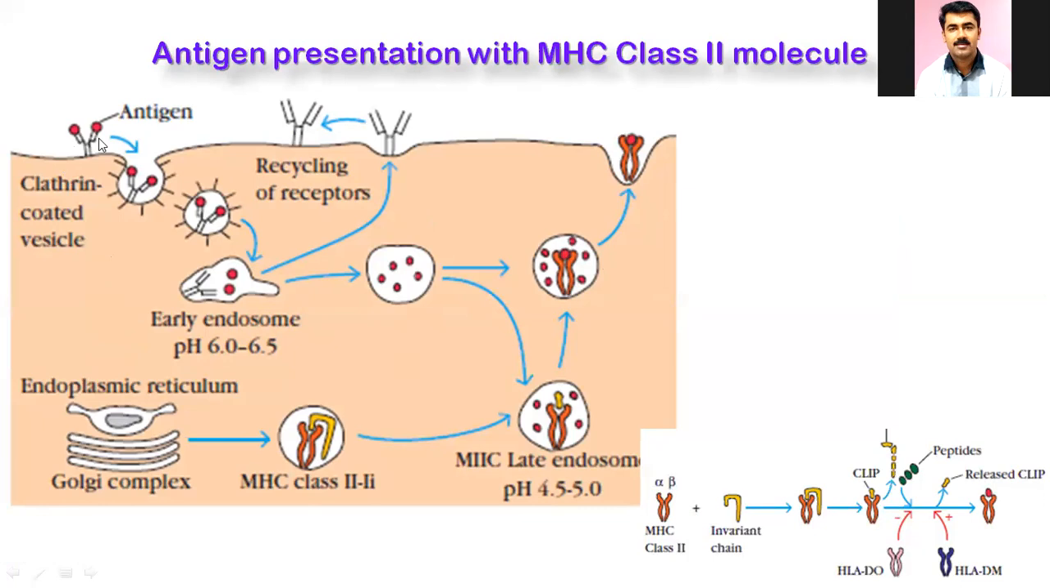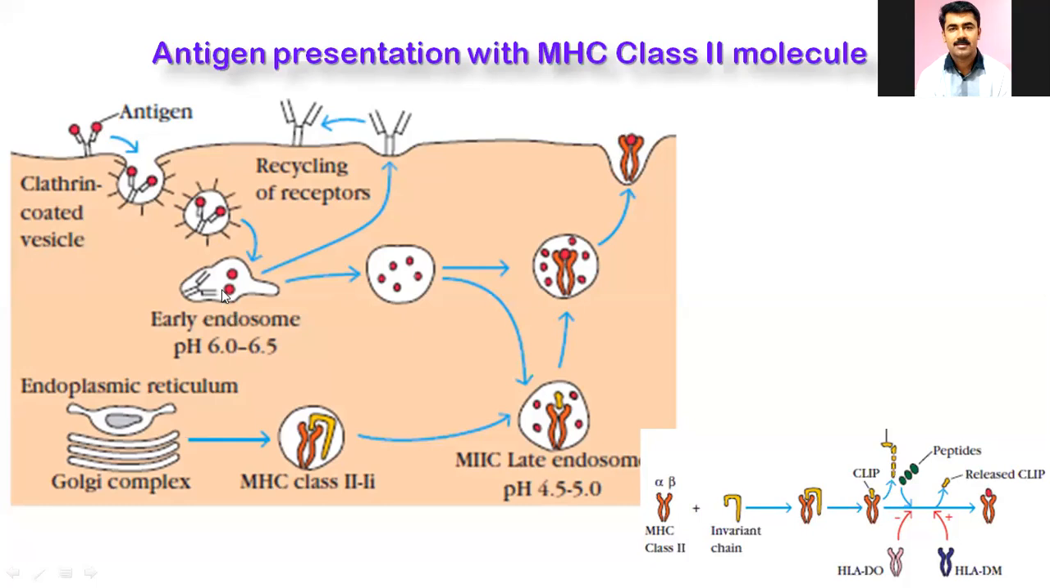Once the antigen that is present outside the cell is taken up by these cells by different means, like receptor-mediated endocytosis, or phagocytosis, or pinocytosis. So the antigens are taken inside, of course through clathrin-coated vesicles, and these vesicles fuse with lysosomes, and they are termed early endosomes, because the lysosomes, as we know, contain very low pH.